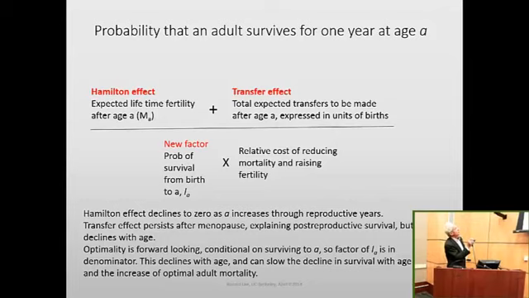again, we have a Hamilton effect, and we have a transfer effect, and then we have in the denominator something that looks different under optimization than it does under mutation accumulation. I think I'm going to skip over that. Okay.